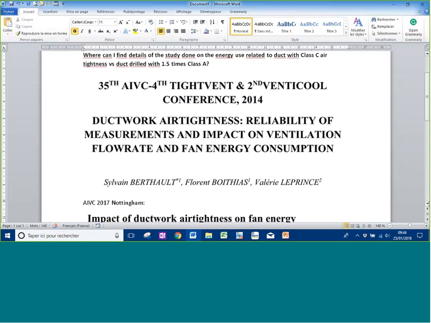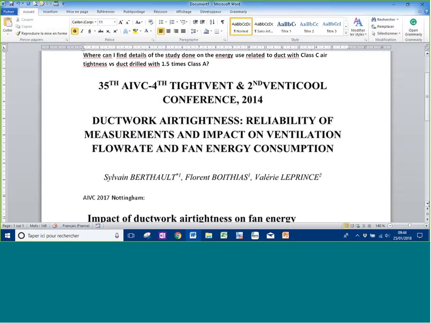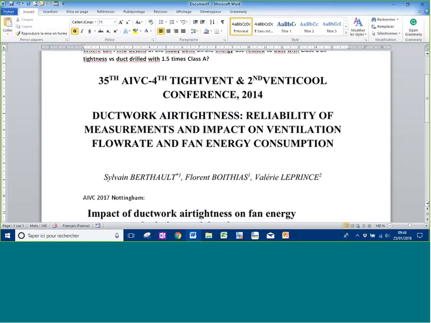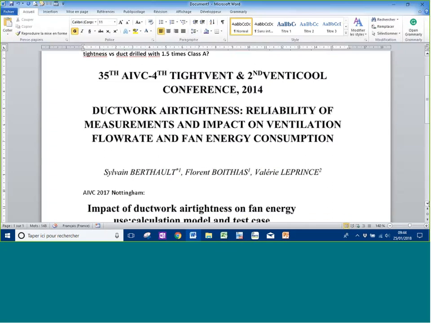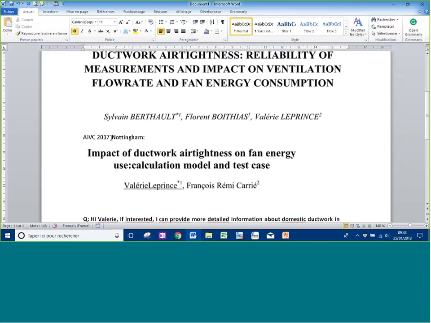Also, the part on the study on the development of a method to calculate the impact of ductwork airtightness on the fan energy use has been published in the proceedings of the 2013 conference in Nottingham. So this was me and Rémi Carrier who did the study: impact of ductwork airtightness on fan energy use, calculation model on test cases. So you can also have a look on Airbase.